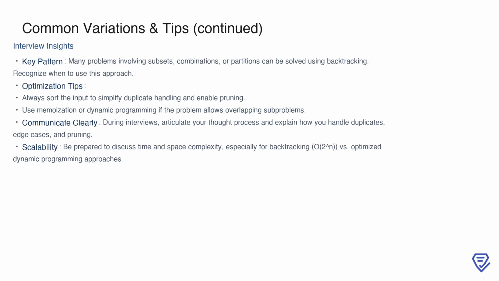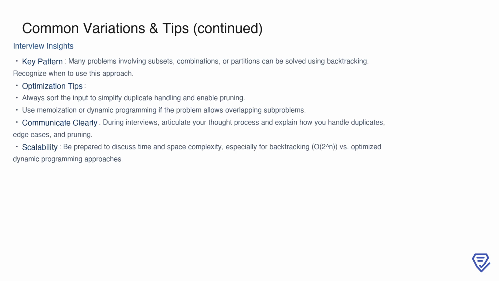Understanding key patterns and optimization techniques can make a big difference in solving problems like combination sum 2. Many problems involving subsets, combinations, or partitions are best approached using backtracking, so recognizing when this technique applies is essential. To optimize your solution, always sort the input. Sorting helps simplify duplicate handling and enables effective pruning by allowing you to terminate early when the current sum exceeds the target. For problems with overlapping subproblems, consider using memoization or dynamic programming to further improve efficiency.